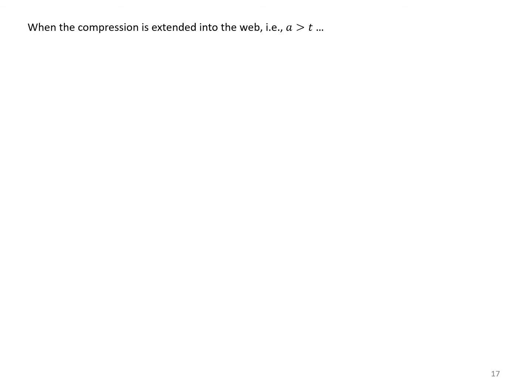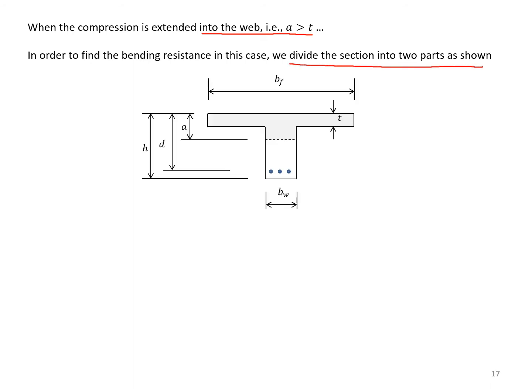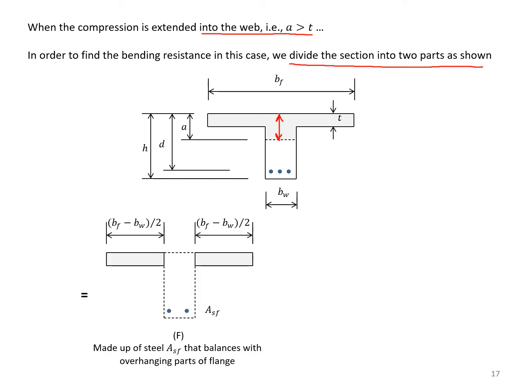Now let's look at the case when the compression is extended into the web. In other words, a is larger than t. In order to find the bending resistance in this case, we divide the section into two parts as shown. So this is our section. Notice that the compression is now extended into the web. And we consider these to be made up of two components.